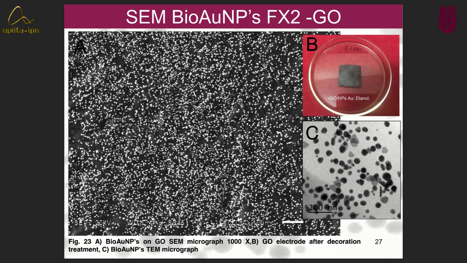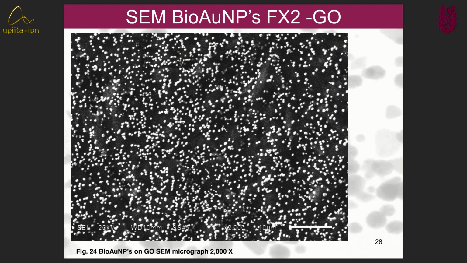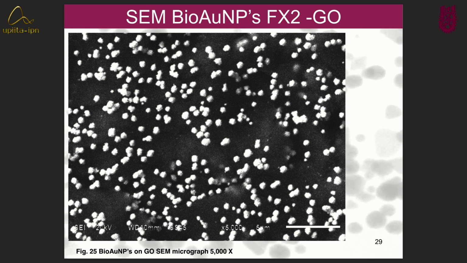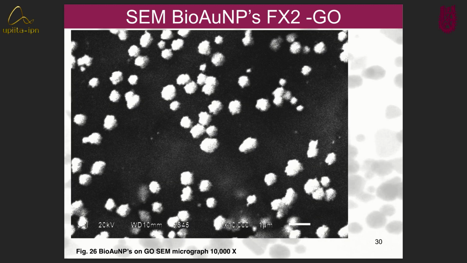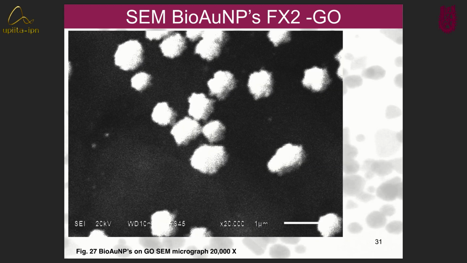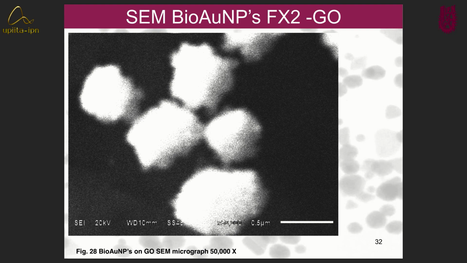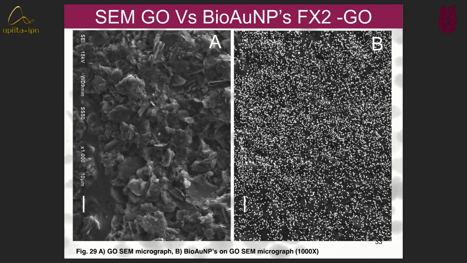We also used another extract. This is FX2, which is ethanolic. We see that the distribution is better. We can see many of these nanogold structures that are in the graphene oxide. Here is another at higher magnification, 2,000, 5,000. Again, here we can see the structures better. 10,000 magnified, 20,000 and 50,000. Here is a comparison with this extract before the implantation and after the gold decoration in the material.